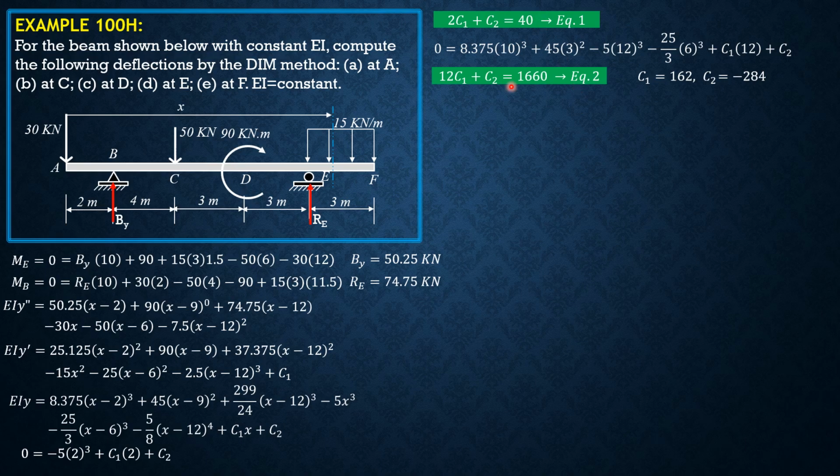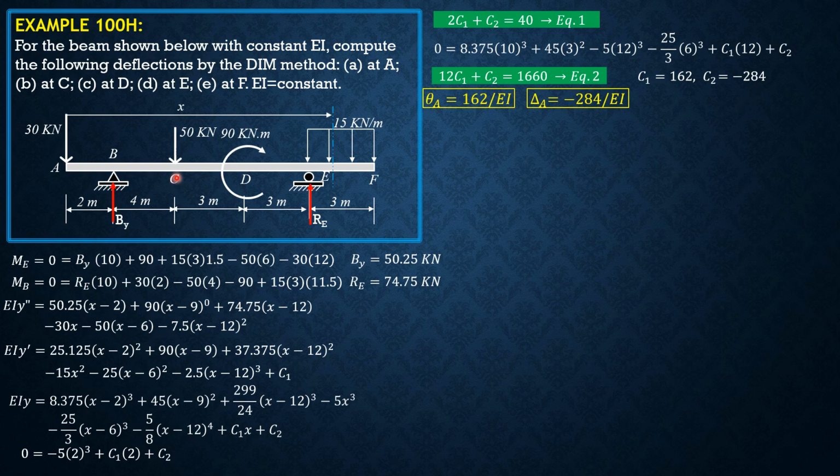So I want you to verify this. You may eliminate C sub 2, then solve for C sub 1 and C sub 2 from equations 1 and 2. Having found them, we interpret C sub 1 as theta A and C sub 2 as delta A. Therefore, theta A is 162 over EI, and delta A is negative 284 over EI.